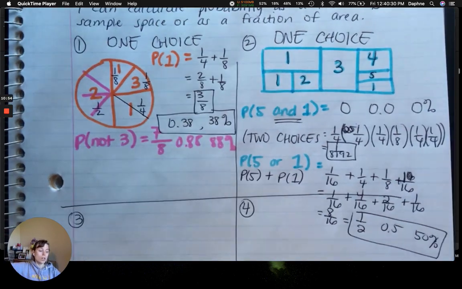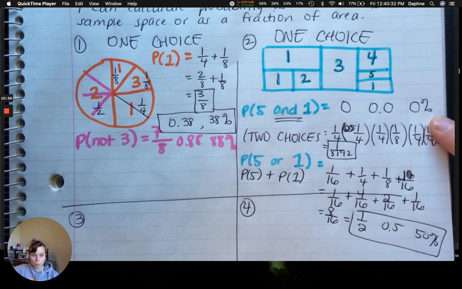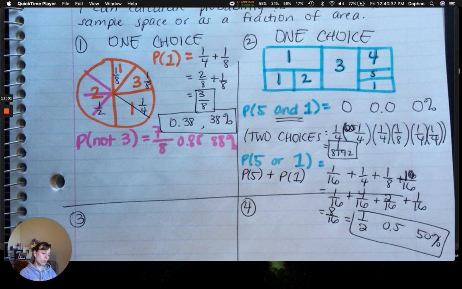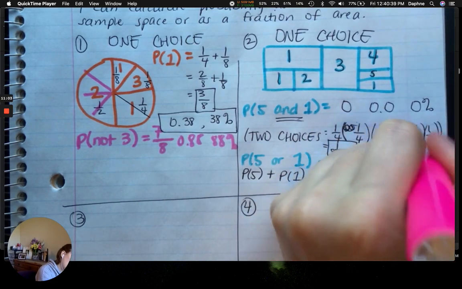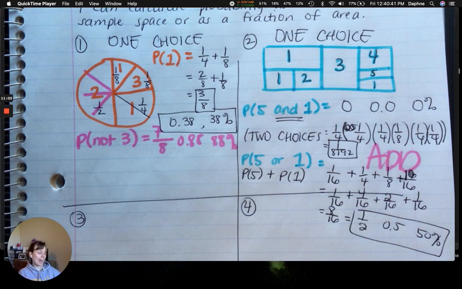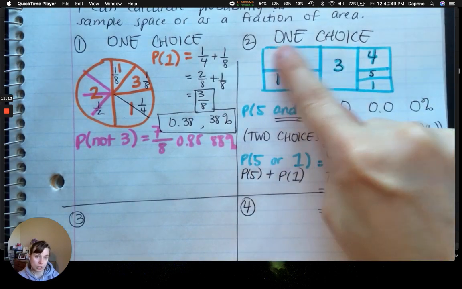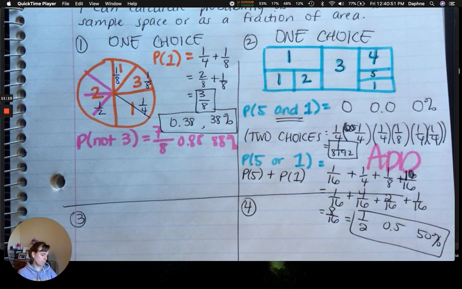Okay, so there's no spot that has a 5 and a 1. When it's an or, you add. Okay? If the and is possible and we had 2 choices, we would multiply. But because it's just one choice, it's going to be 0.